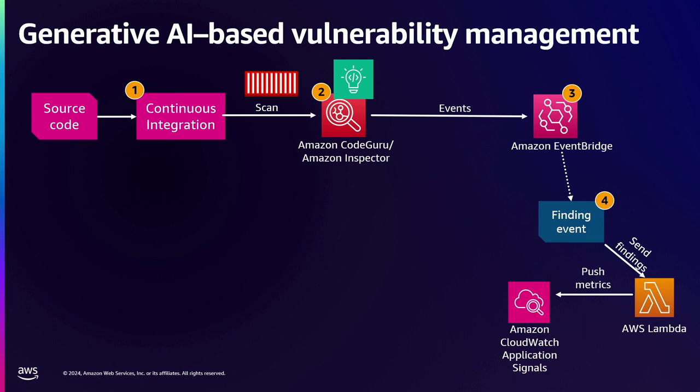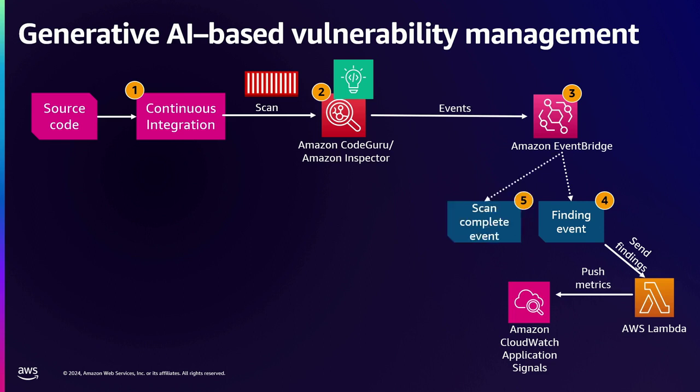One is pushing metrics into CloudWatch so we can have an SLO based on those metrics, right? How many critical vulnerabilities has CodeGuru found in our repo? How much time it took for us to resolve those vulnerabilities as well. So all of this can be sent as metrics in CloudWatch, and we can have SLOs on top of that.